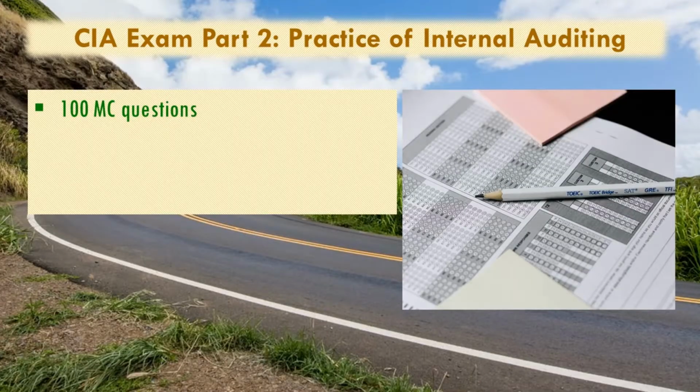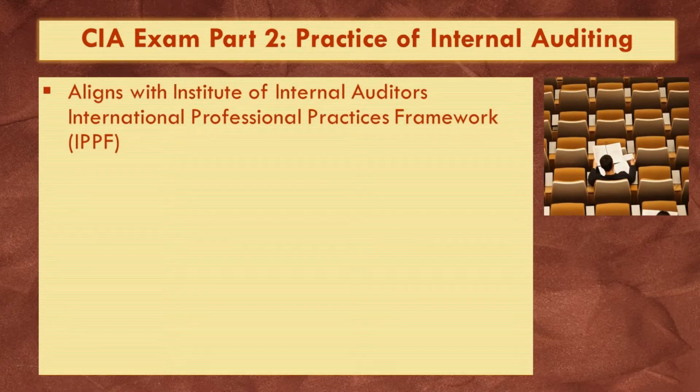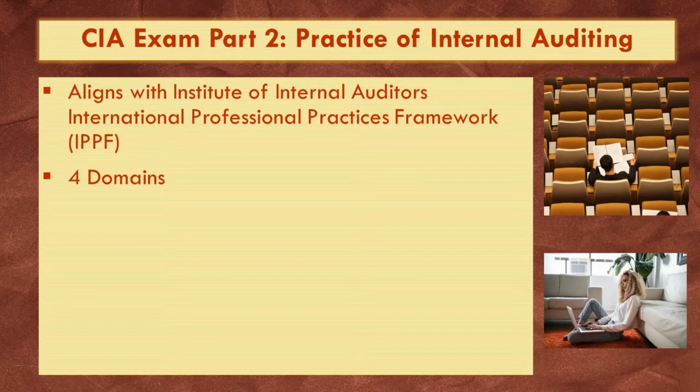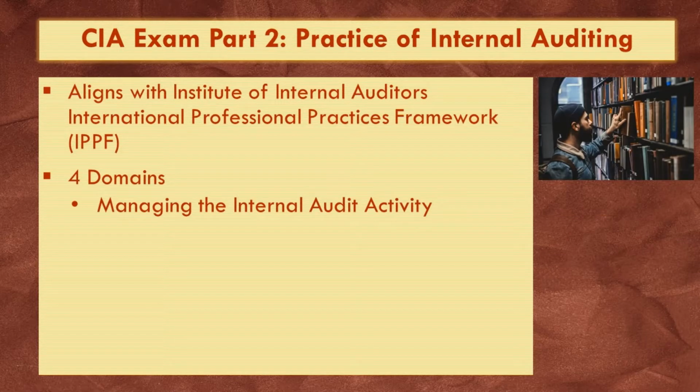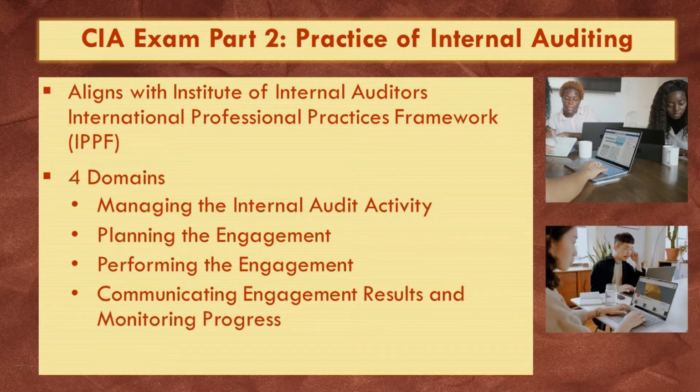Part 2, Practice of Internal Auditing, has 100 multiple choice questions, which you will answer within 2 hours or 120 minutes. This gives you roughly 72 seconds to answer each question. The CIA exam Part 2 aligns with the IIA's International Professional Practices Framework, or IPPF, and includes the following 4 domains: managing the internal audit activity, planning the engagement, performing the engagement, and communicating results and monitoring progress.